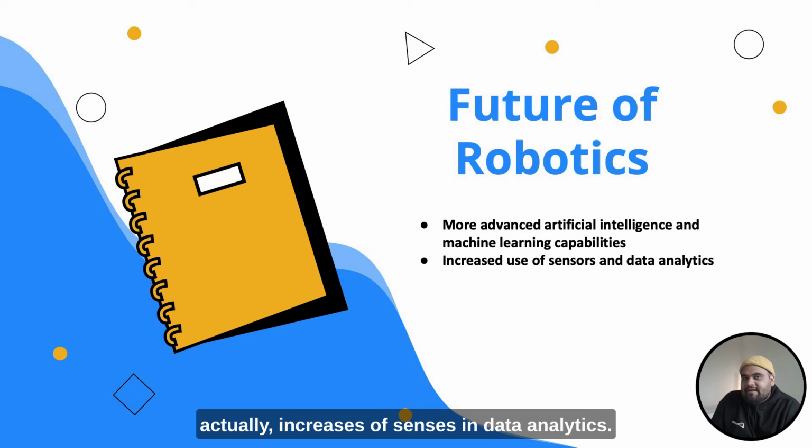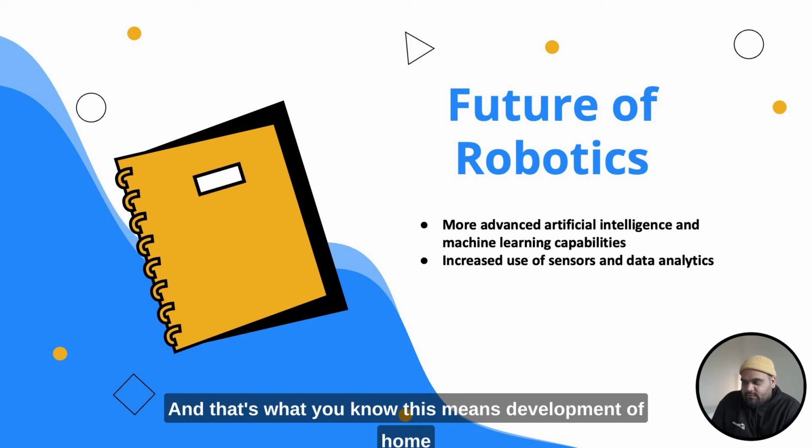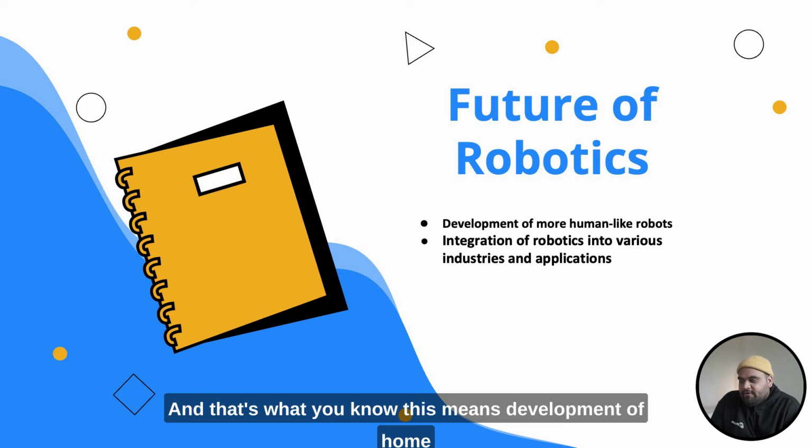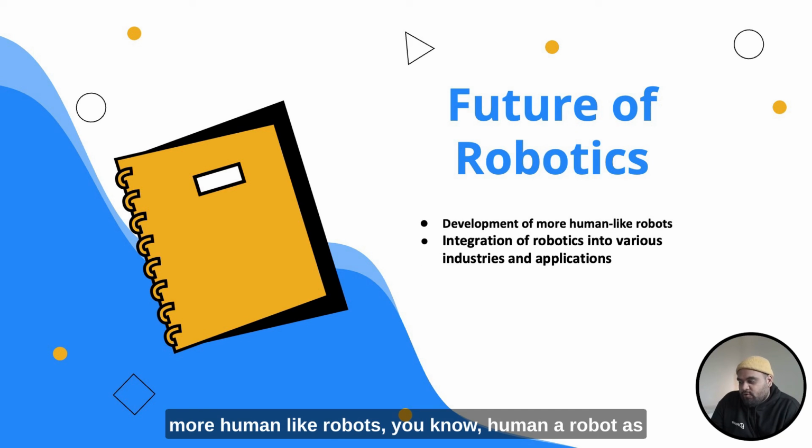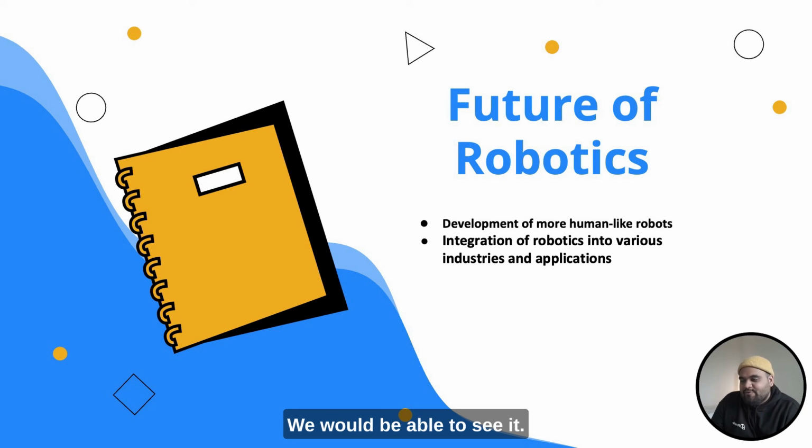Increased use of sensors and data analytics. Sensors should be capable enough, taking a lot of data and resulting in a good amount of input and output. And that's what this means. Development of more humanlike robots. Humanoid robots, as I mentioned, are going to be very common. Right now we don't see that much, but sooner or later we will be able to see them.